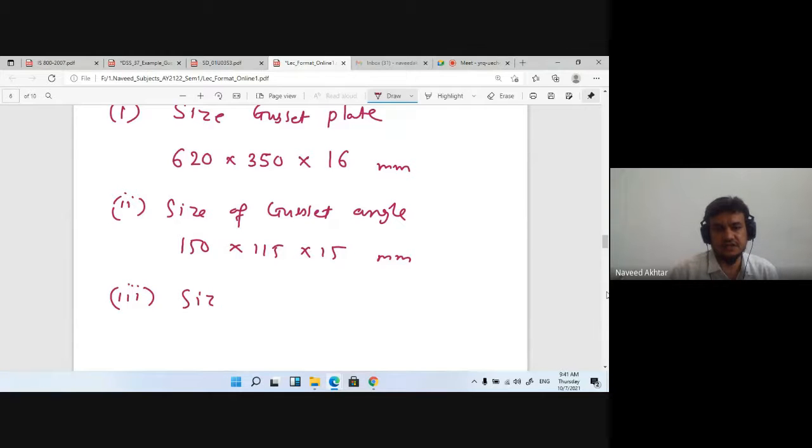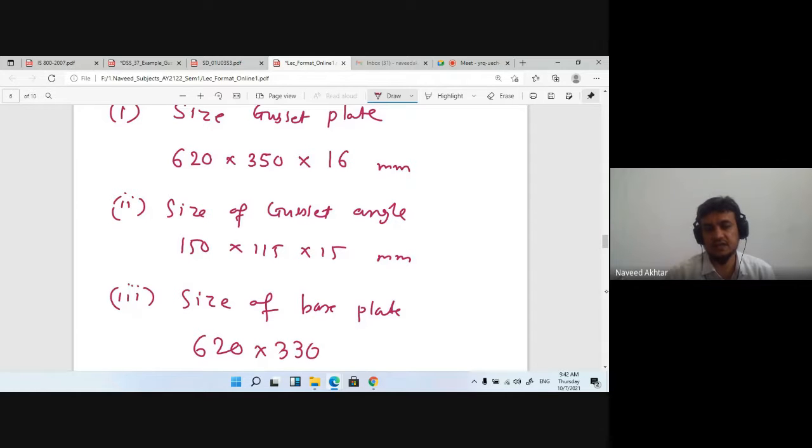This all is the design. Design means deciding the dimensions of the sections, size of base plate. I will write down the calculated 620 by 330 by 16. So this is nothing but your design of the gusseted base.